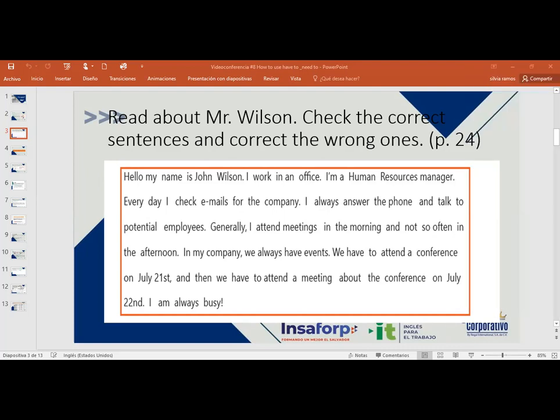Let me show you here page 24. Mire que sí, de verdad que está en modo vacación. Vacación de un día.